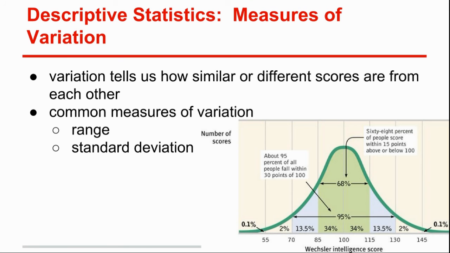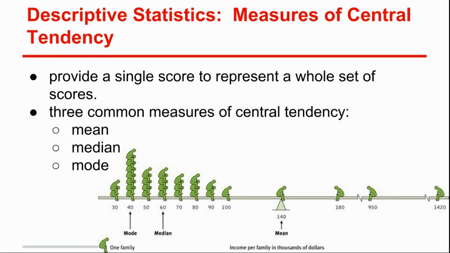And so a very simple way of doing this is looking at range. So if we go back real quick to the previous data set, our range would be you take the high score of 1420 and subtract 30 from it, and you get 1390. That would be our range. That's a very crude representation of variation. It doesn't tell us a whole lot.